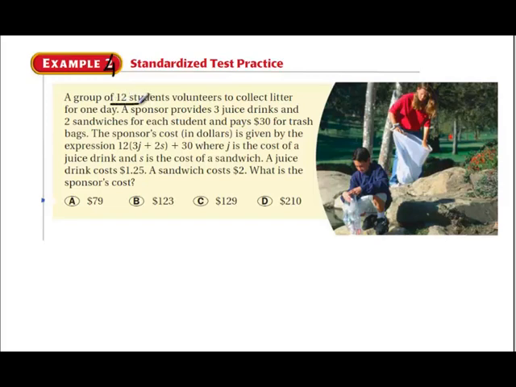12 students. A sponsor provides 3 juice drinks and 2 sandwiches for each student and pays $30 for the trash bag. The sponsor's cost in dollars is given by the expression. So 12 times, which is the number of students, 3 times J. So what is J in here? J is the cost of the juice drinks, since each student is getting 3 juice plus 2 sandwiches, times 2 times S for sandwiches, plus 30.